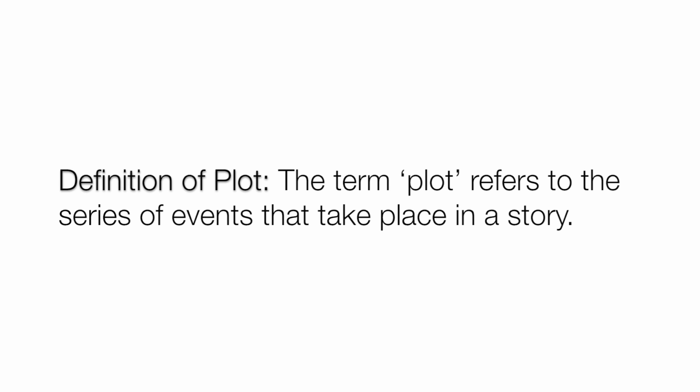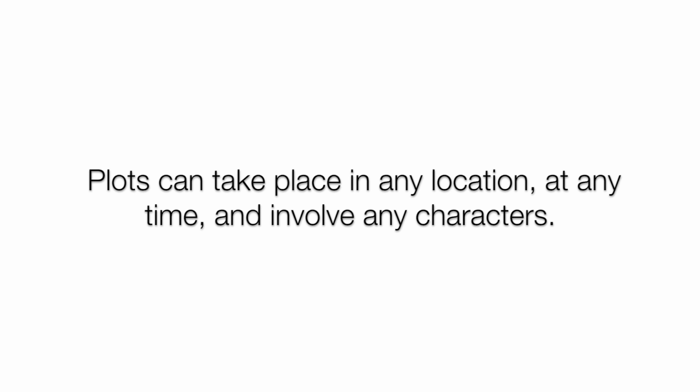First, what do we mean by plot? The term plot refers to the series of events that take place in a story. The events in a story may take place in one location or many locations. Sometimes they are in the order that they occur, and sometimes flashbacks cause the story to jump around. A story may take place in a short amount of time or over many years. Every story is different. But a story always has to start somewhere.